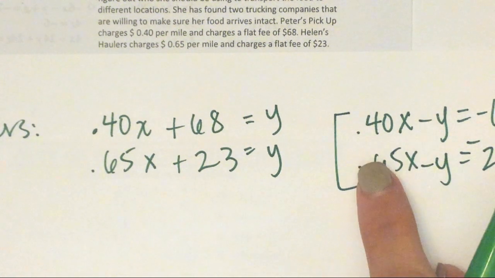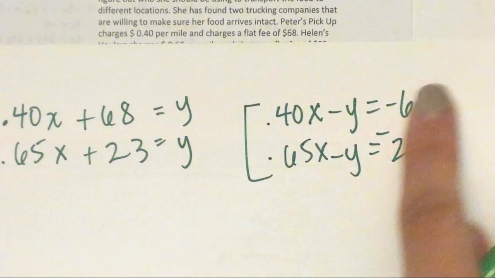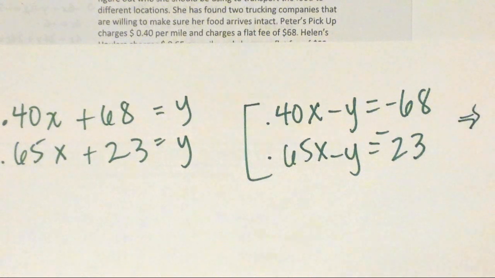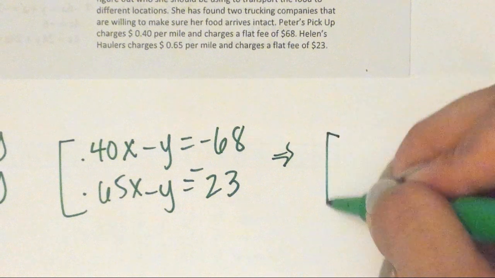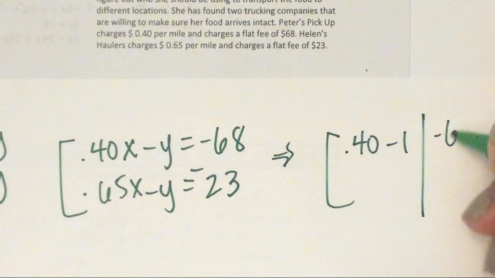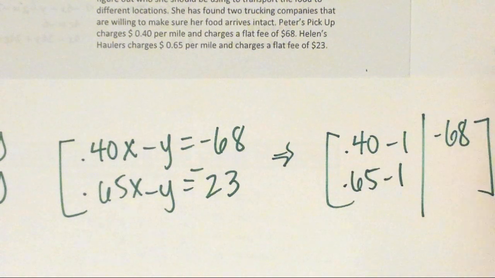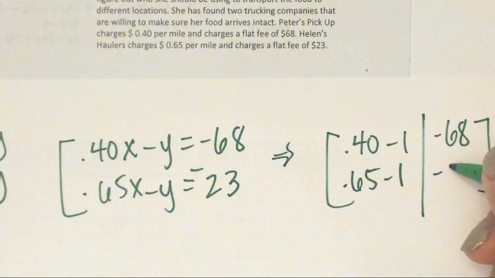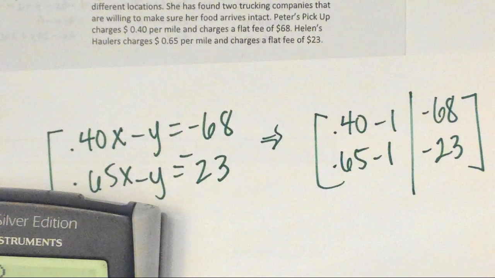So see, now I have my x's and my y's, and then I have my number values. So when I'm setting up my matrix, it'll look like this. You have 0.40, negative 1, and then you have negative 68, and then 0.65, negative 1, and then you have negative $23. Alright, so I'm going to go ahead and plug that into my calculator.